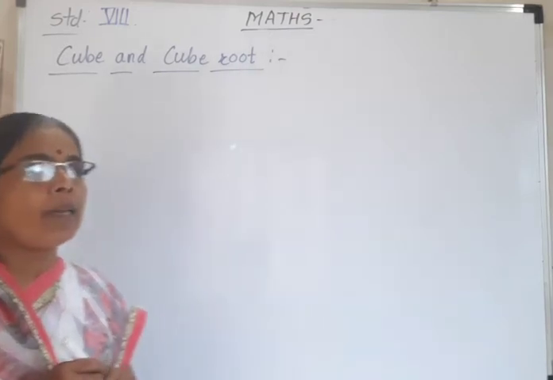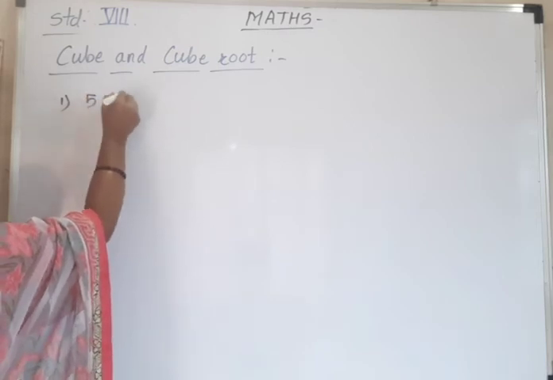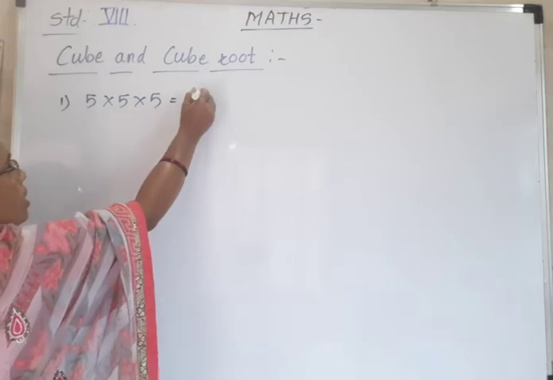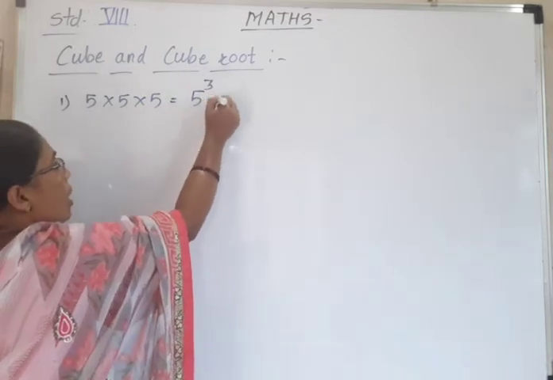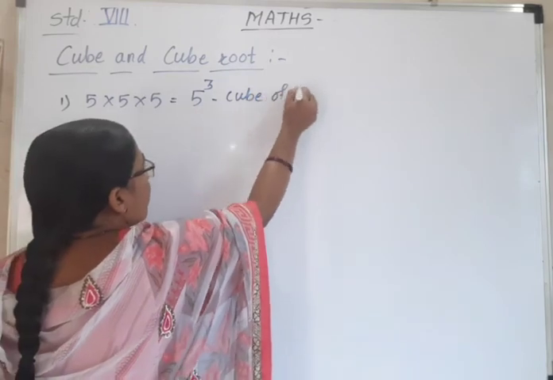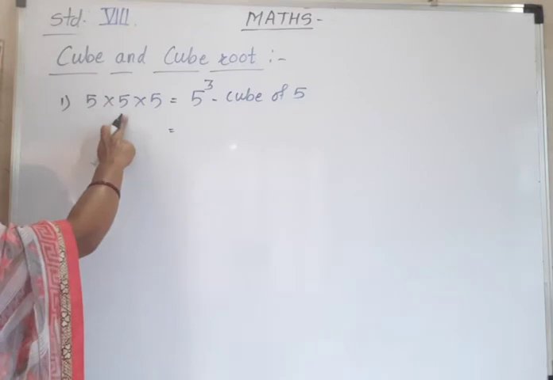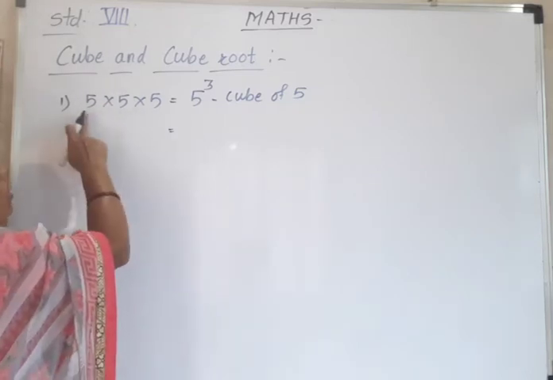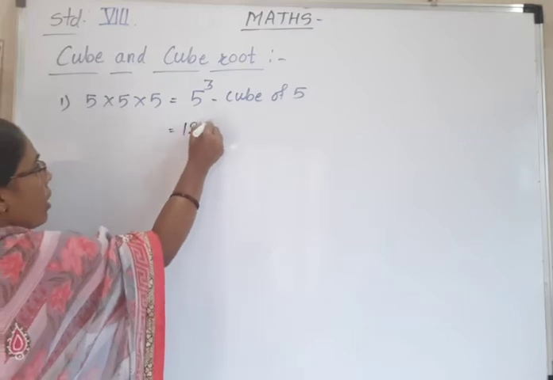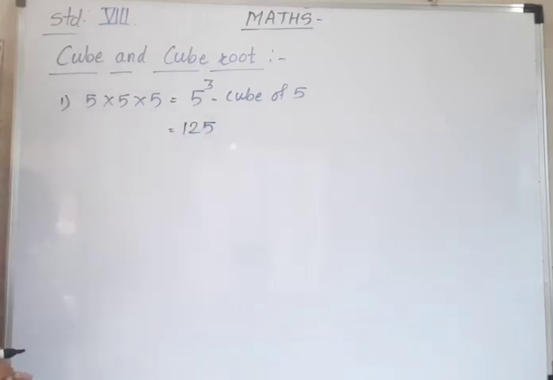So similarly, the first example is 5 into 5 into 5. Here we multiplied 5 three times, that's why it is 5 raised to 3, and we read it as cube of 5. And the value of this cube of 5 is, 5 5s are, it's not 5 3s are 15, it is 5 into 5, 25. 25 5s are 125. That is the cube of 5.